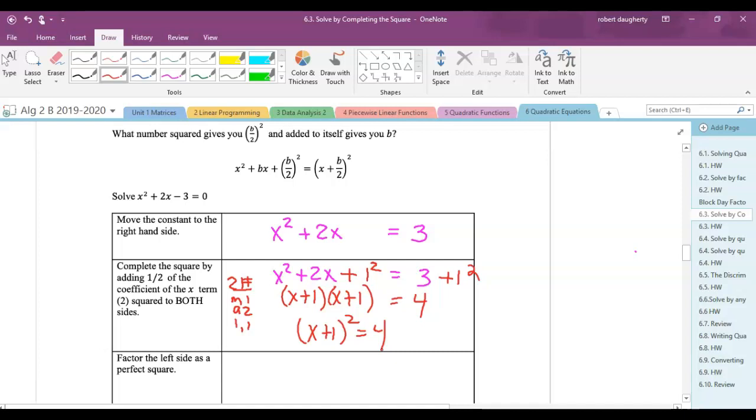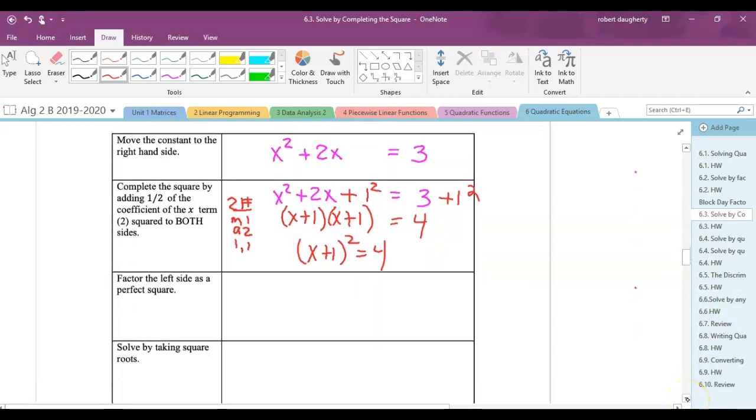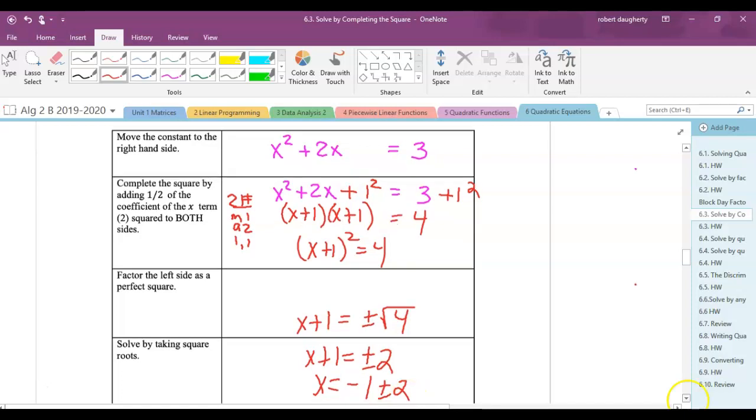So this is 4. So what's another way of writing x plus 1 times x plus 1? Yeah. This is x plus 1 squared equal 4. Okay, now what can I do? Yeah, the whole purpose was I can now take the square root of this. Okay, so when I take the square root, what do I get? I get x plus 1 equal plus or minus the square root of 4. Yeah, so x plus 1 equal plus or minus 2. X equal negative 1 plus or minus 2. So what is x equal to?